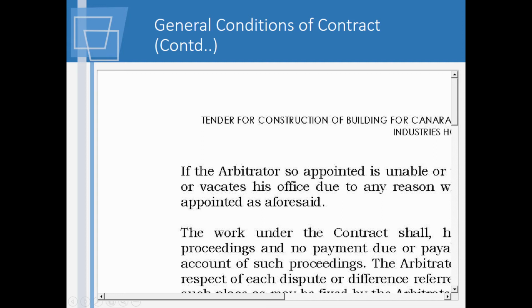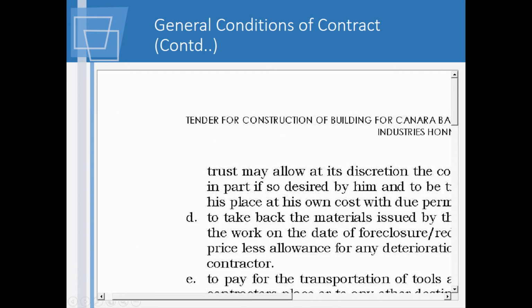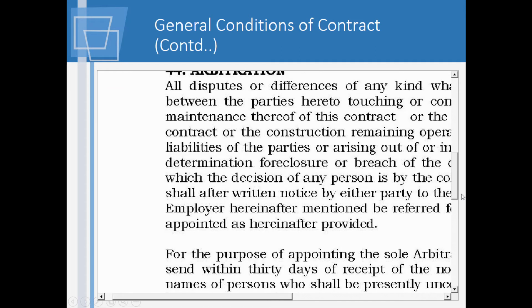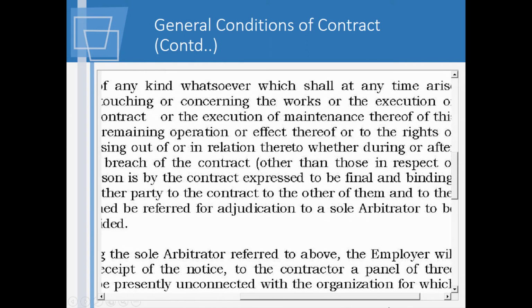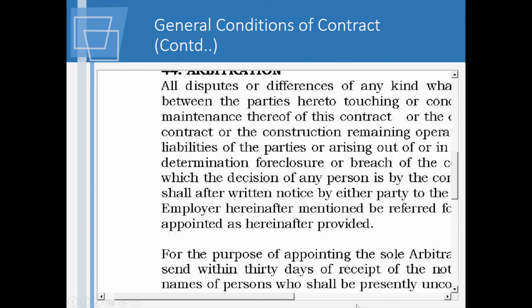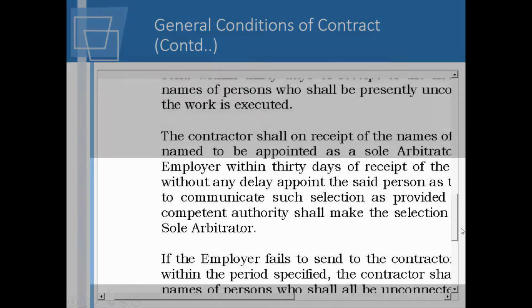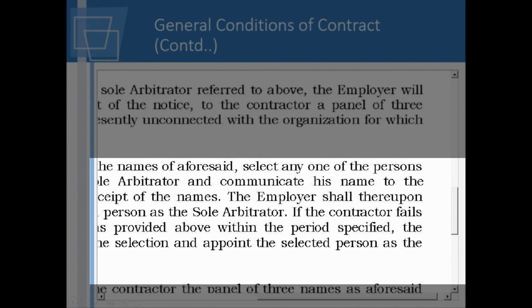What happens if all the things we are talking about fail, and we are not happy with what has been done? Then we go for arbitration. Where will this arbitration be done, and who will do it? Everything is given right on day one. Here we have it: we will have to do it within 30 days. Sole arbitrator is referred to above.